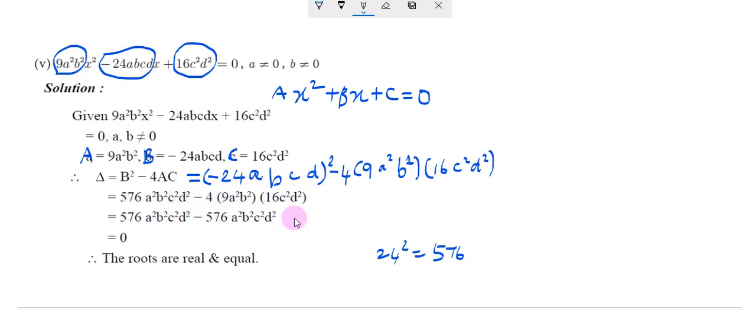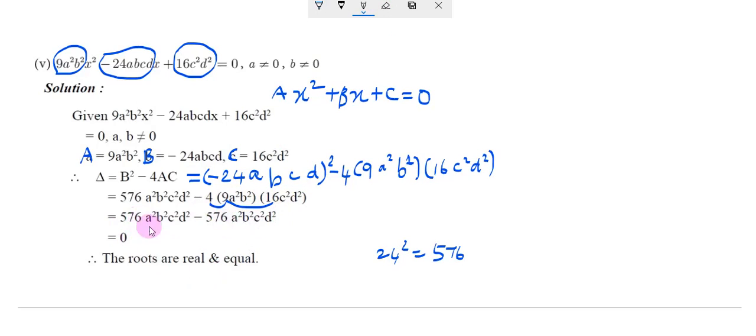Minus 4, and write the term as it is: minus 4 into 9a square b square into 16c square d square. That is equal to 576 a square b square c square d square minus 4 into 9, it is 36, 36 into 16, it is 576. So 576, then a square b square c square d square.